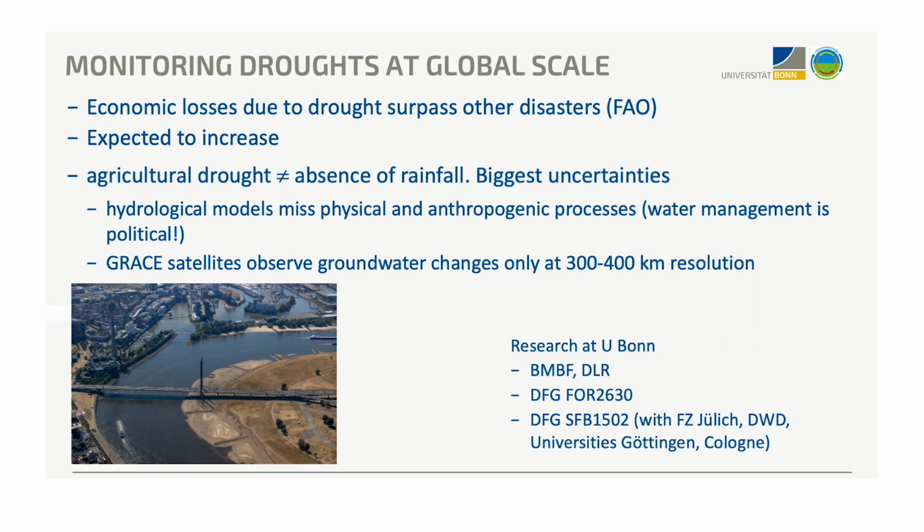I want to show you a second example, which is the example of drought. Droughts at the global scale are the natural hazard that surpasses all the other natural disasters in terms of economic losses. And droughts are expected to increase with warming temperatures, with climate change. I should also remind you that agricultural or economic drought differs from the absence of rainfall.